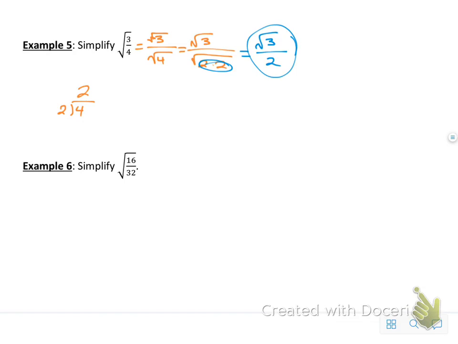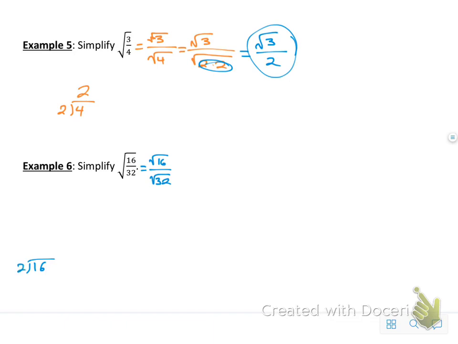Here's an example, in example 6, where you won't have that in your final answer, and I'm going to show that to you in 2 seconds. We have the square root of 16 over the square root of 32. So we're going to treat 16 as its own number and 32 as its own number because they are, indeed, their own numbers. So let's find what goes into 16.